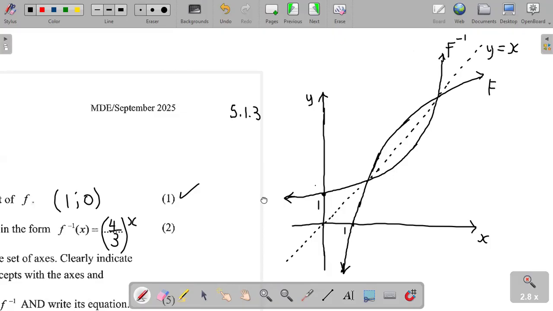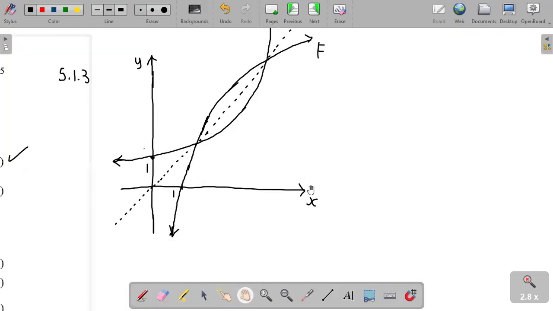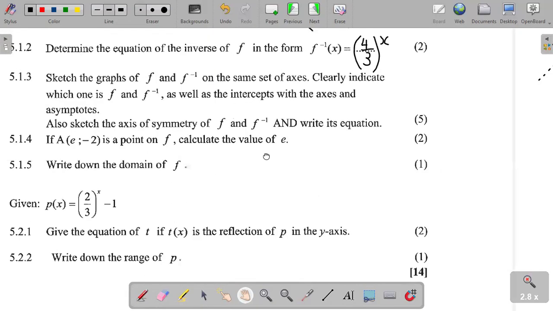Okay, what else are they asking? They say sketch f and f inverse on the same axes. Clearly indicate which one is f and f inverse, as well as the intercepts with the axis and asymptotes. The asymptotes will be the lines, isn't it? The x-axis is an asymptote and the y-axis is an asymptote. So the asymptotes will be the y-axis and the x-axis to the graphs. So I think we've shown everything.